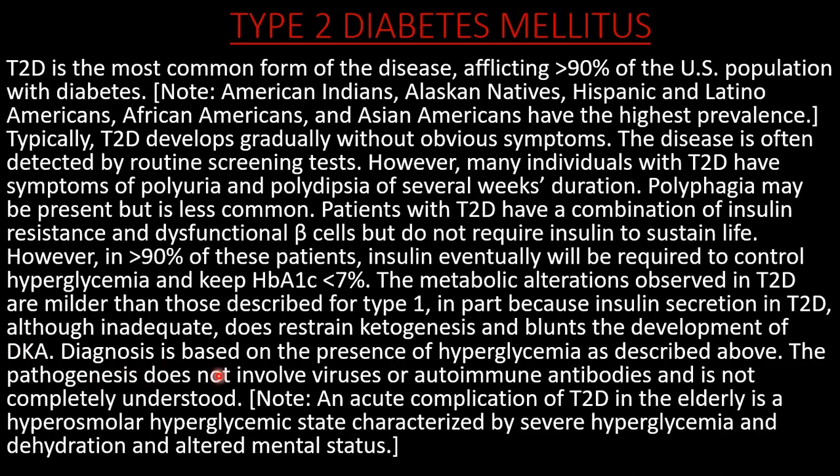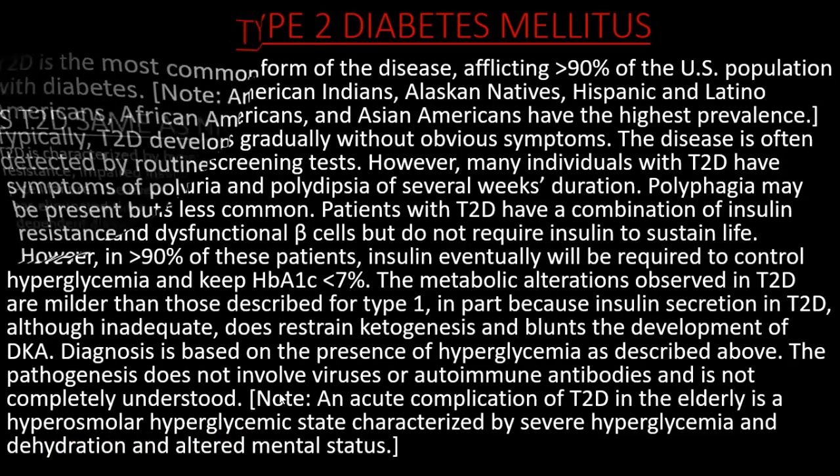Diagnosis is based on the presence of hyperglycemia. The pathogenesis of type 2 diabetes mellitus does not involve a virus or autoimmune antibodies as seen in type 1, and it is not completely understood. Now, an acute complication of type 2 diabetes, especially in the elderly, is the hyperosmolar hyperglycemic state, which is usually characterized by severe hyperglycemia, dehydration, and altered mental status.